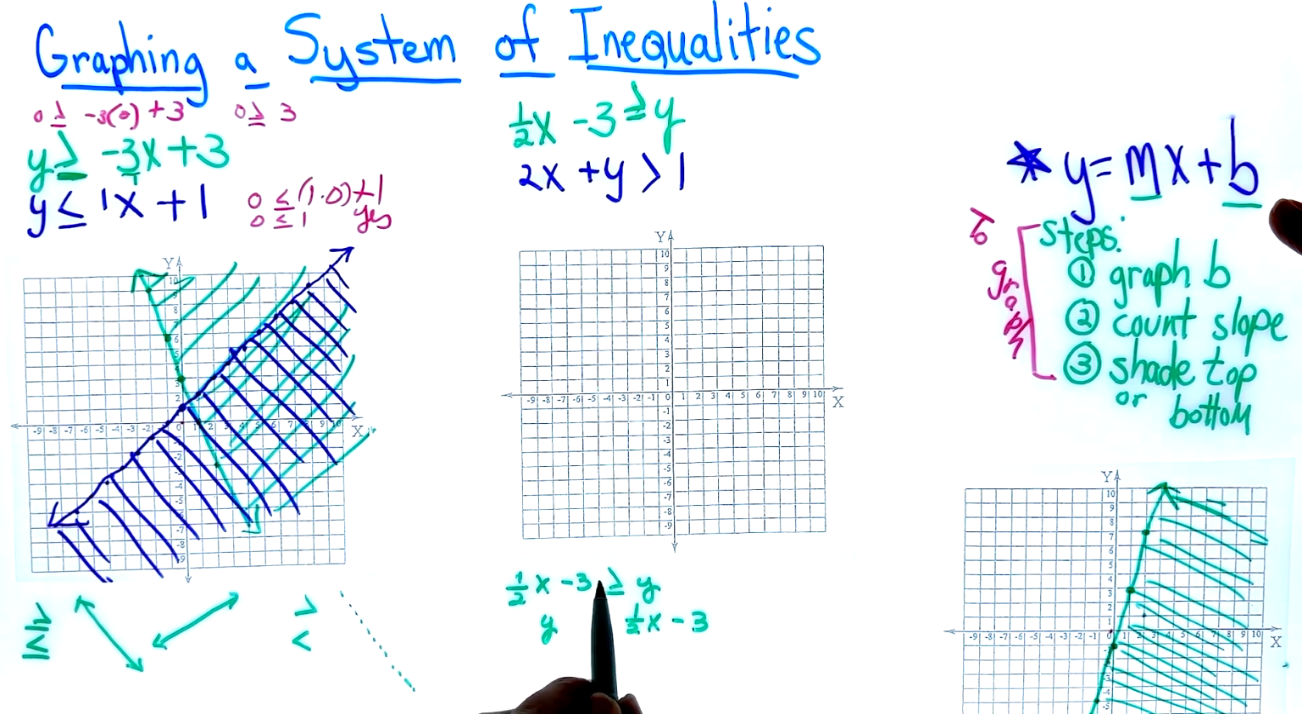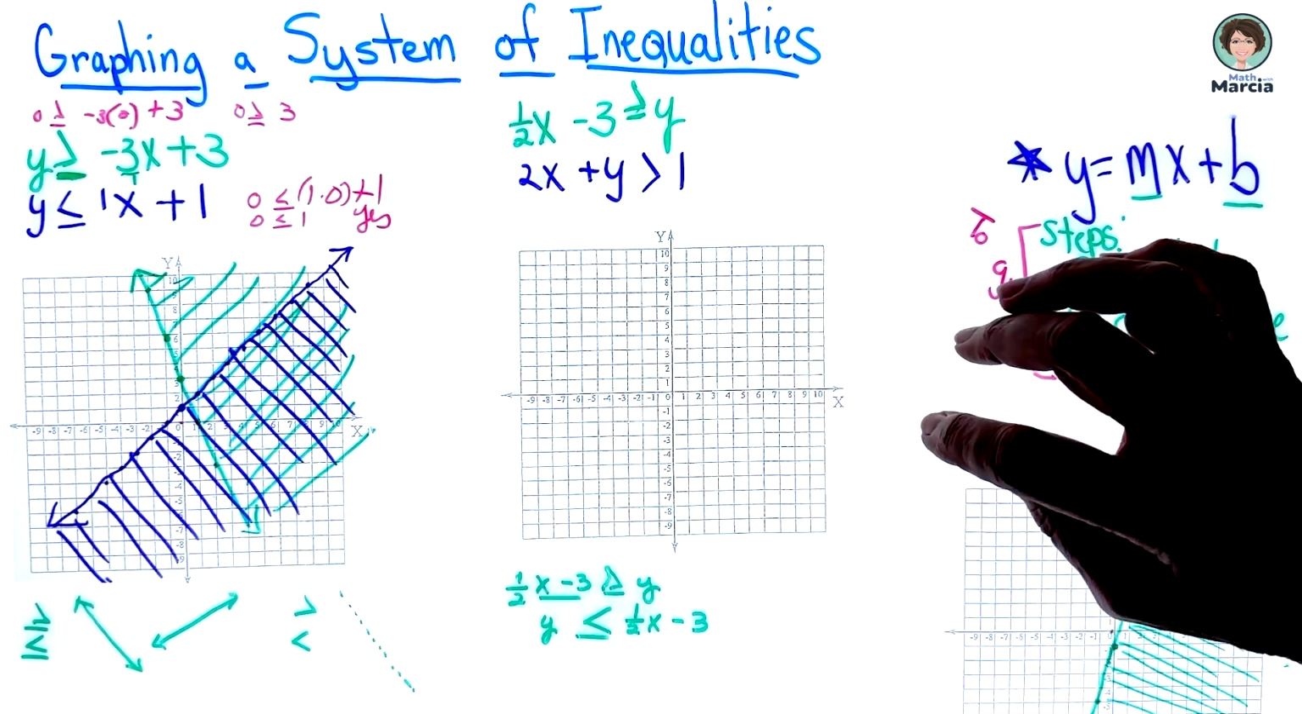And notice how this is opening up to your expression here. So I know that I need to flip my sign so that it will indeed match where the top one opened up to. So let's go ahead and graph the green one. Y is less than or equal to 1/2 x minus 3.